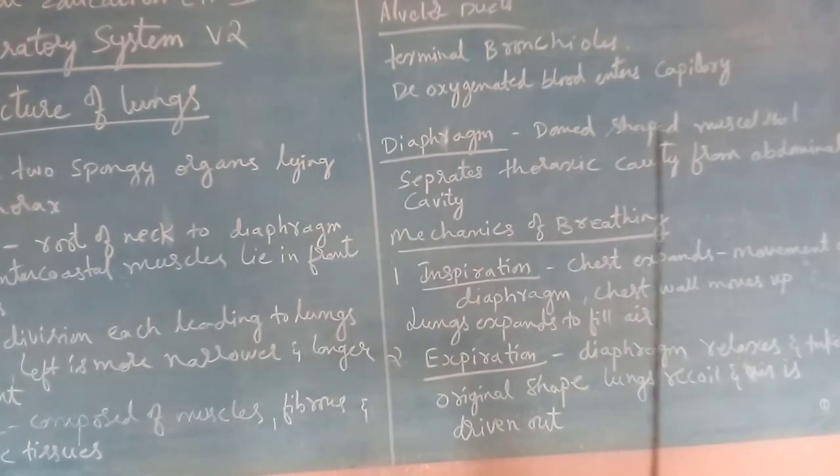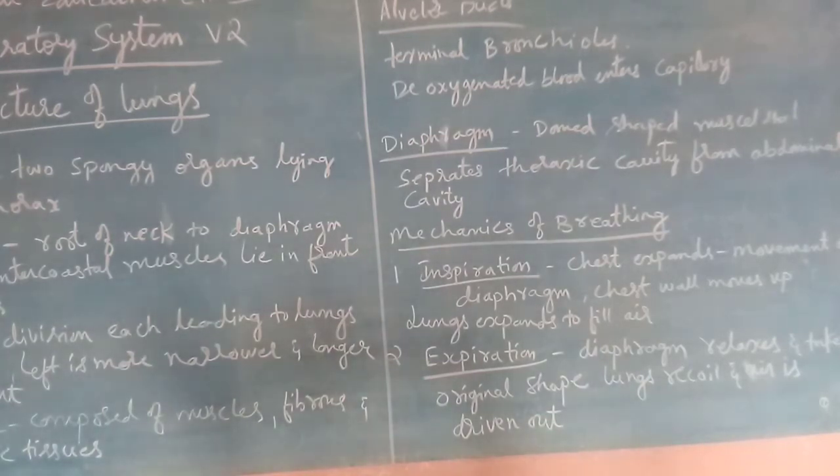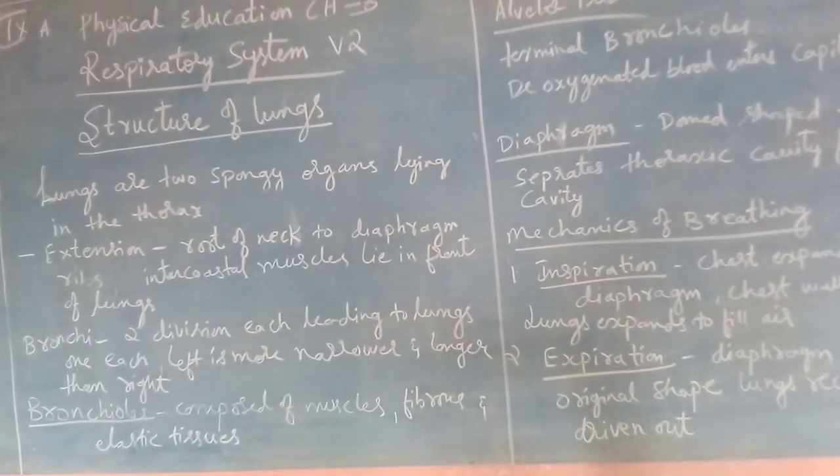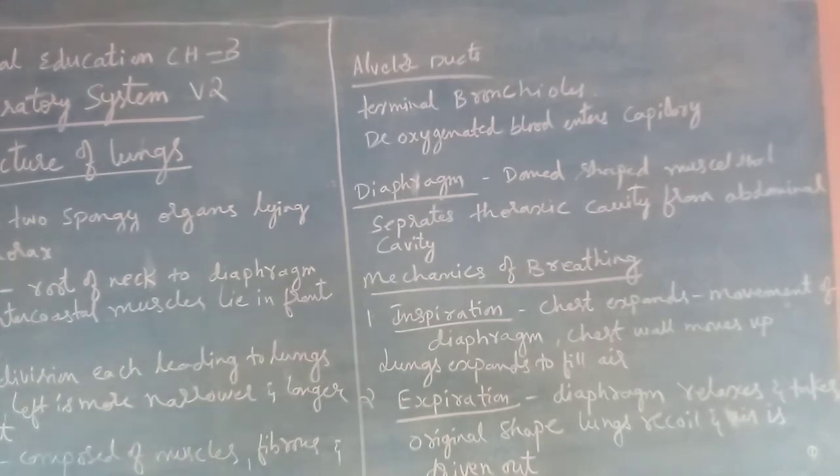The diaphragm is a dome shaped muscle that separates the thorax from the abdomen. Here you can see the diaphragm, a dome shape which separates the abdomen and the thoracic cavity. What are the different mechanisms of breathing? There are two mechanisms of breathing. One is inspiration and the other is expiration.